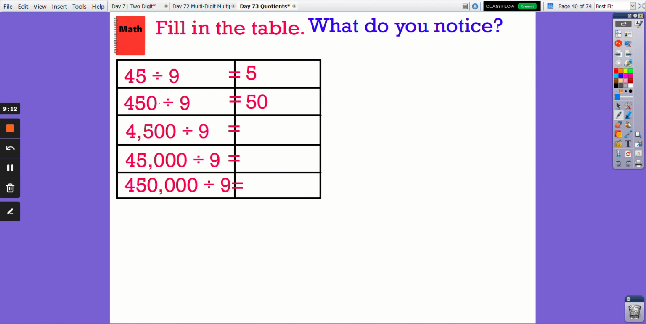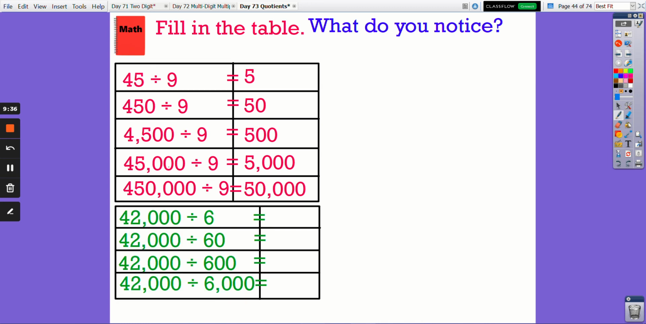Then we move on. See, 45 divided by 9. We still have a 5, but now we have 2 zeros, 500. Now we have 3 zeros, 5,000. Now we have 4 zeros, 50,000. You noticing anything? Let's look at the next chart.